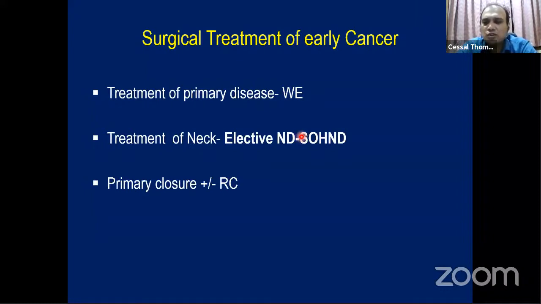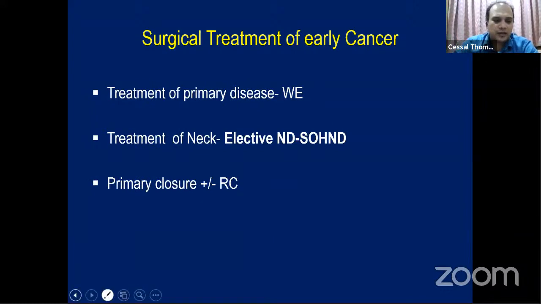Generally, T1 and T2 do not need a reconstruction. You can do a primary closure, but sometimes you may require a reconstruction. So that is early disease, a T1 and T2 disease. Then you consider reconstruction. I have some questions, and I will take up the questions at the end of the early disease. Then we will go to the advanced disease.